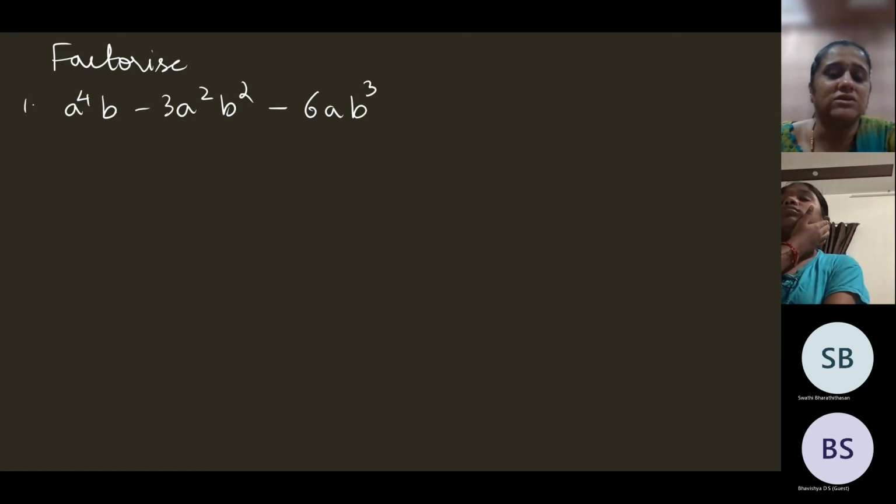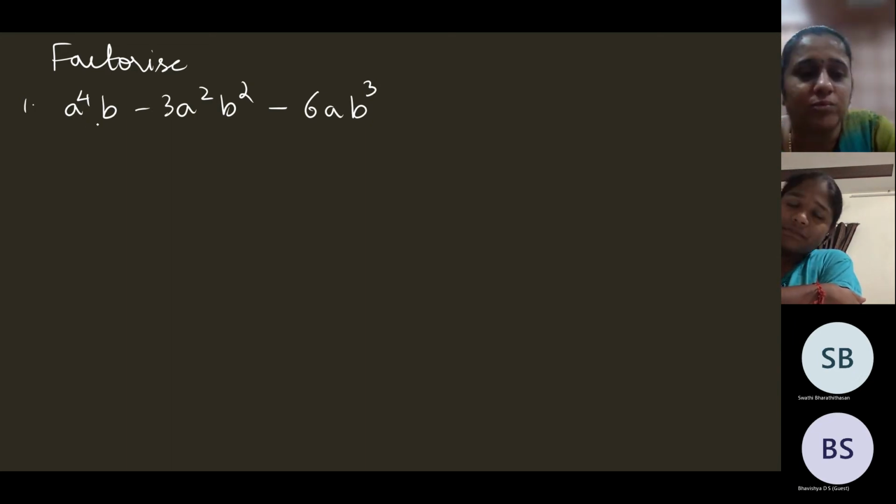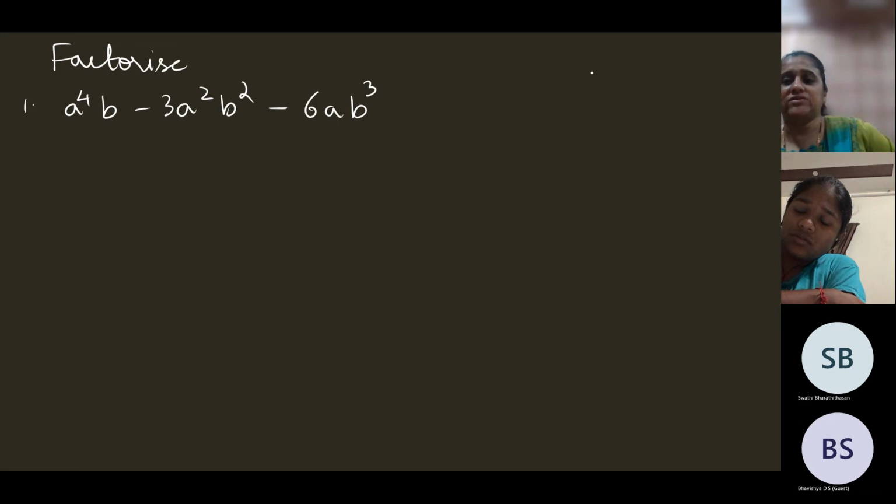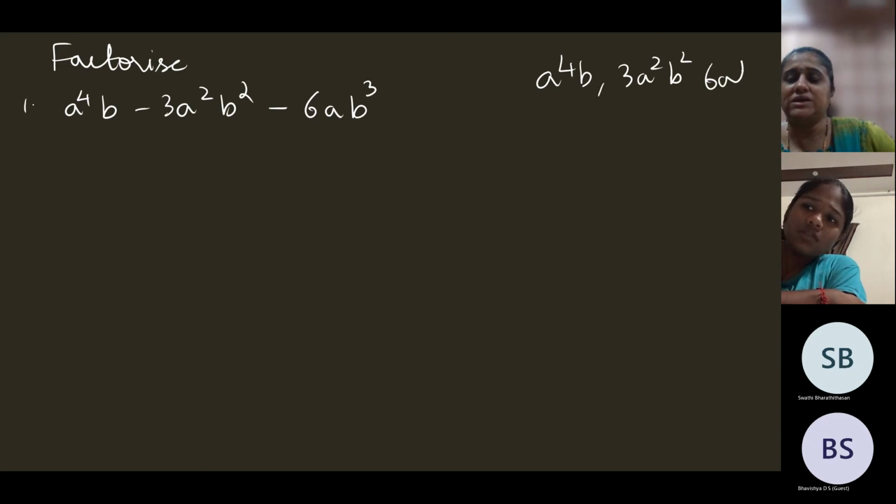Okay, so here the given expression has 3 terms. Now, do all the 3 terms have something in common? Let's check. Now, this first term has a power 4b. The second one has ab. The third one also has ab. But the second and third have 3 and 6. But the first one, the numerical coefficient is 1. So it's like this. A power 4b, 3a square b square, 6ab cubed.